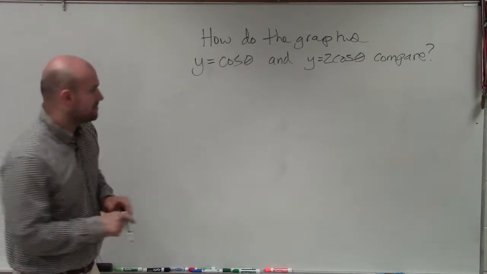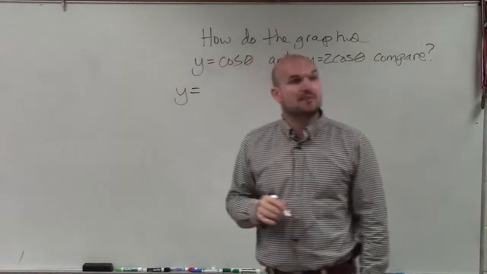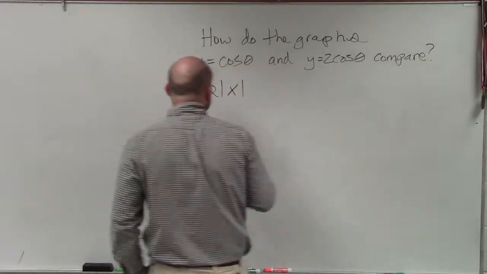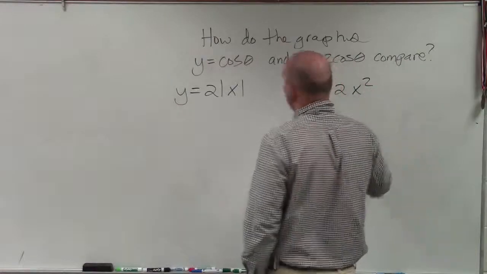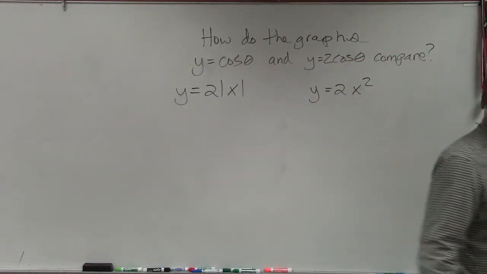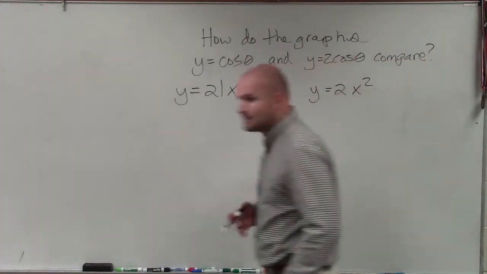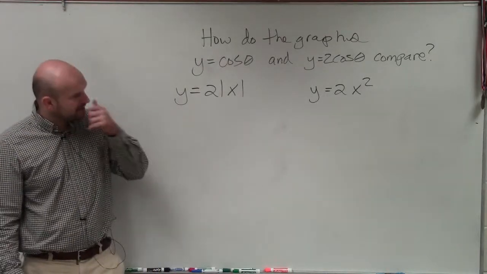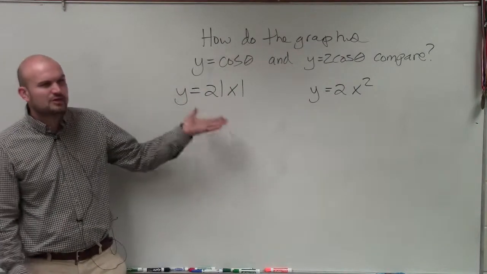So what I'm going to do is bring in two problems that maybe you guys might be a little bit more familiar with. Maybe let's look at y equals 2 times the absolute value of x and y equals 2 times x squared. You should be familiar with this because in Algebra 2, we did discuss the transformations and the graphs of the absolute value function as well as the quadratic function. So when we look at this, we need to represent, well, what did that 2 do to the graph?